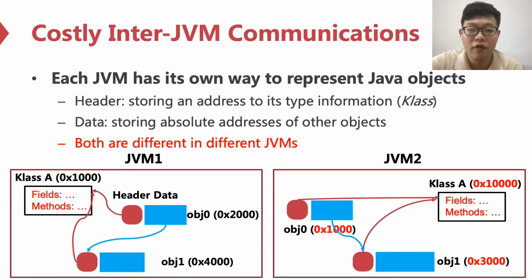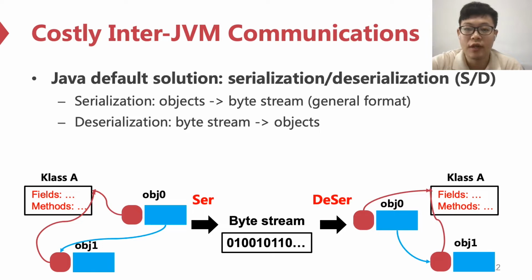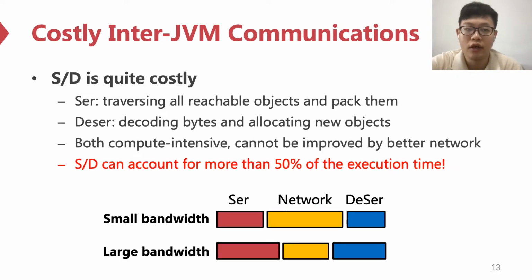So if we move an object from JVM1 to JVM2, the object cannot be directly accessed because the classes are different and the objects are different, and the JVM does not know how to interpret those fields and methods. To solve this problem, Java has introduced an extra phase called serialization and deserialization, or SD. The serialization phase converts objects into a byte stream, which contains object data and class information. The byte stream is in a general format agreed by all JVMs. As for deserialization, the byte stream is converted back to objects so that the receiver can reuse those objects again.